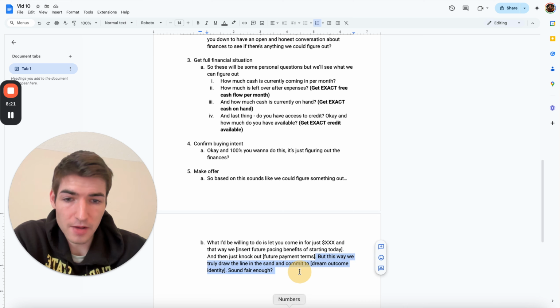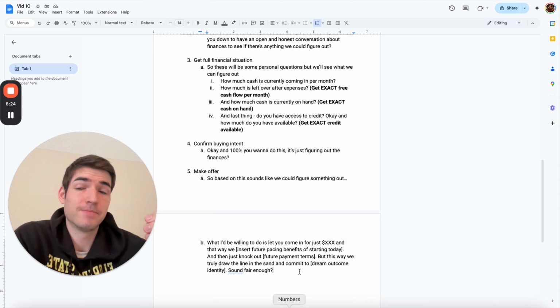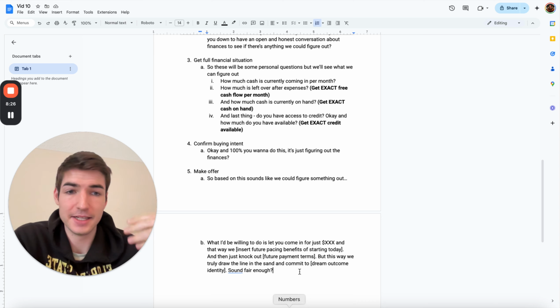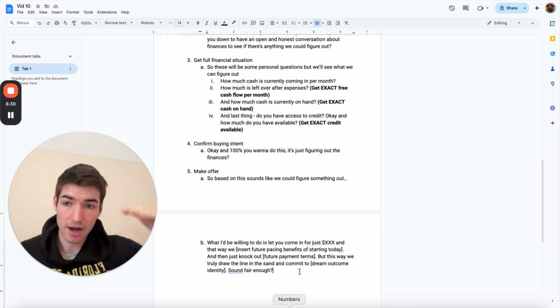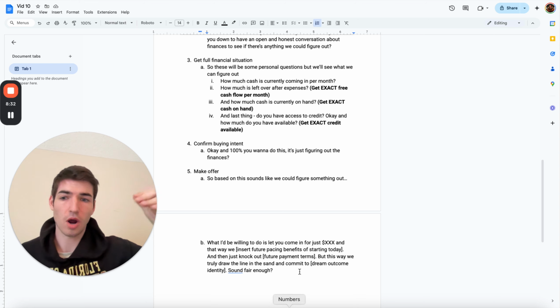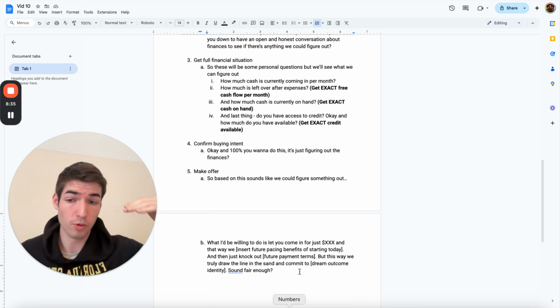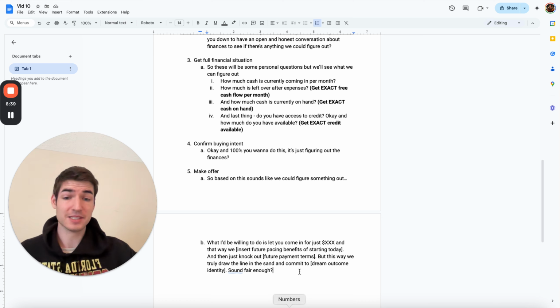And then we close it off by basically getting them to step into their higher identity. Identity is one of the highest drivers of behavior. So we can get them to really step into their higher version of themselves, the identity of the person who's already achieved the dream outcome. This could be for anything, weight loss, business, anything. Getting them to step into that identity.